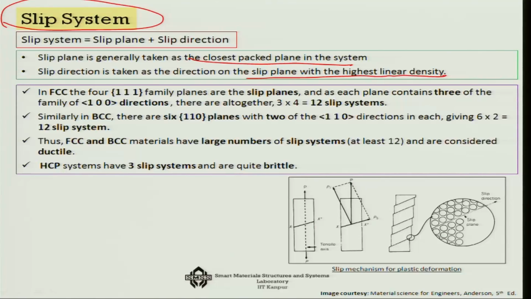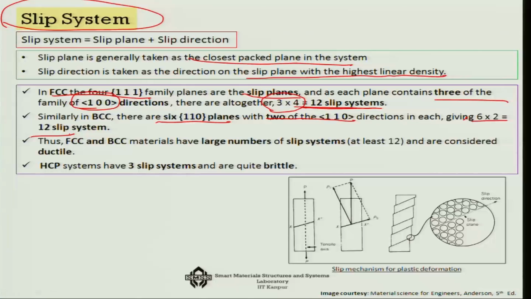The FCC structure, for example, has the {111} family of slip planes, and each plane contains 3 of the <110> family of directions, and there are altogether 3 into 4, so that means about 12 slip systems. Similarly, in the BCC structure, there are 6 {110} planes with 2 of the <111> directions in each, and that gives 6 into 2, that is about 12 slip systems.